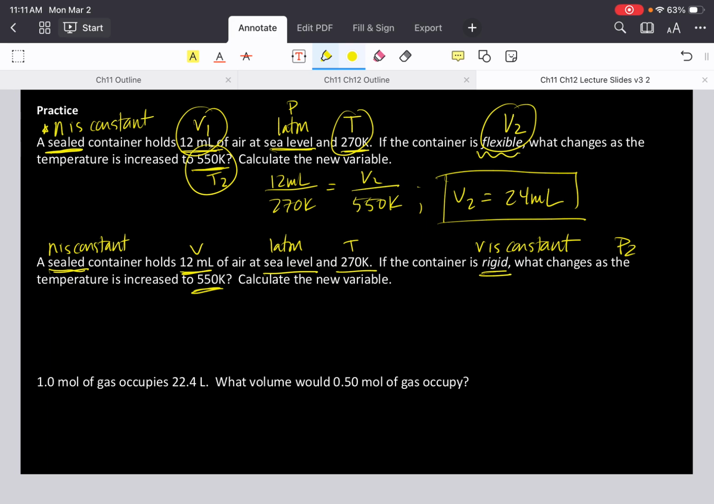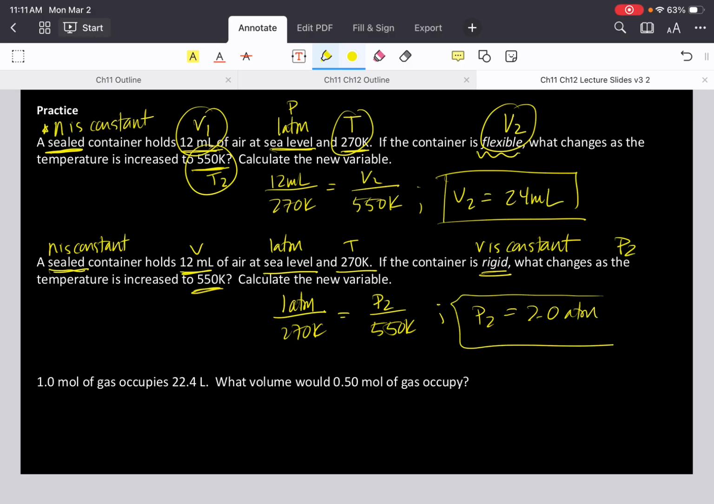So we're going to do 1 atmosphere over 270 Kelvin is equal to P2 over 550 Kelvin, yes? And then we will solve for our P2. And if we do it right, we should get 2 atmospheres. Does it make sense that my pressure went up? Yes, it makes sense because our temperature went up in a rigid container, meaning the volume cannot change, therefore the pressure will, yes?